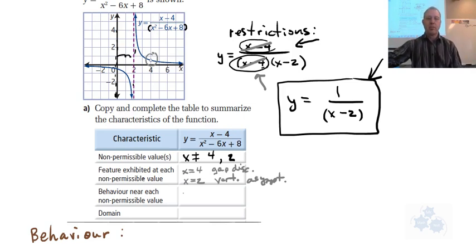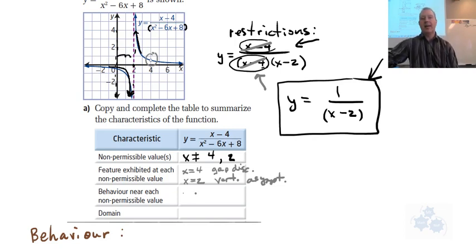All right, here's an interesting one. What's the behavior near each non-permissible value? This might take a little more space than we're given here, but let's talk it out. Near x equals 2, the graph on the left races towards negative infinity, or gets very, very small. And on the right side, the y values race towards positive infinity, or get very, very large.